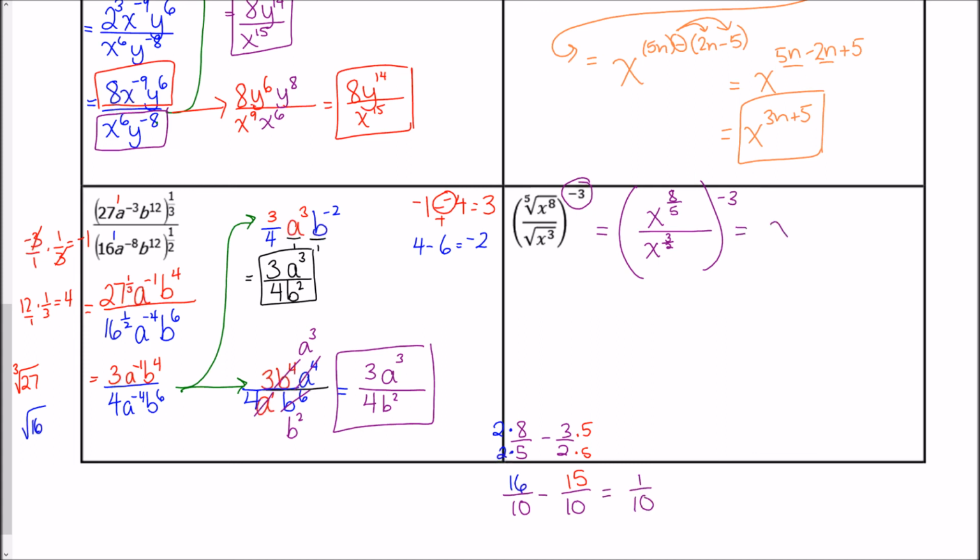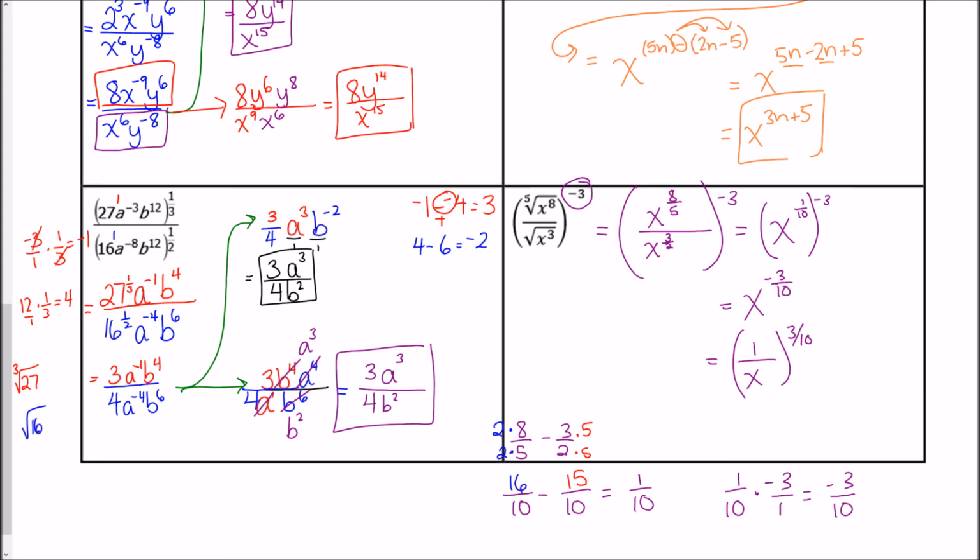So what this ends up being is x to the power of 1/10 all raised to the power of -3. Well, when I have a power raised to a power, I just multiply my exponents. So I'm going to take 1/10 and multiply it by -3 over 1. So I get -3 over 10. So that means I get x to the power of -3/10. But if I have a negative exponent, I need to do the reciprocal. So I end up getting 1 over x to the power of 3/10.